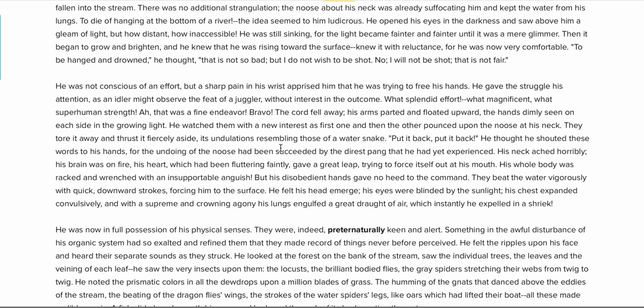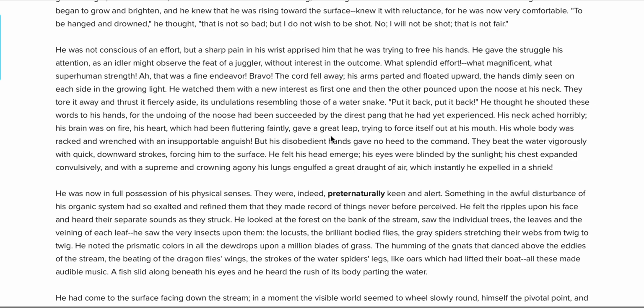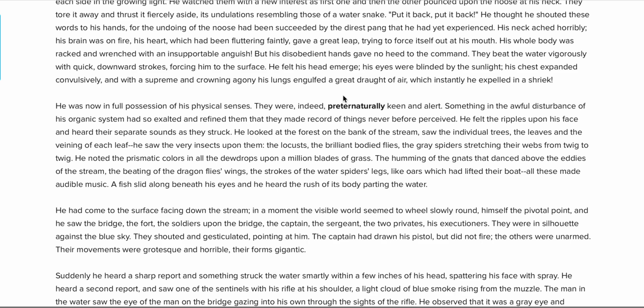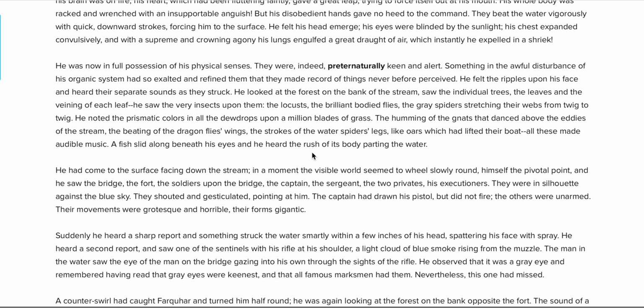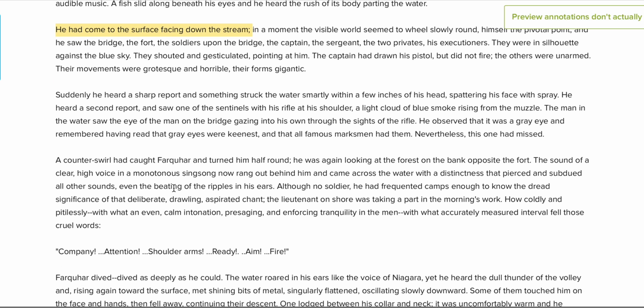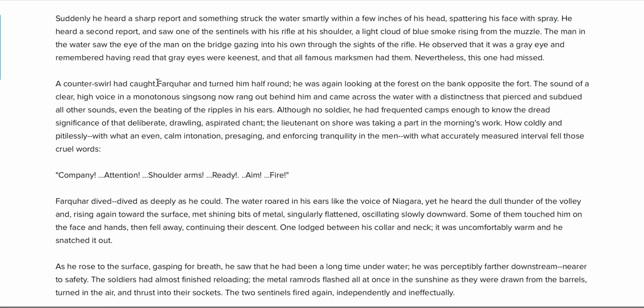We also know that he was going through the woods or the forest. We're introduced to a full description of the forest. He was even able to hear the sounds of the insects. The description is vivid. If you read it, you will feel that you are inside this scene. And then we know here that he came to the surface facing down the stream. We know that he was heading to his house.